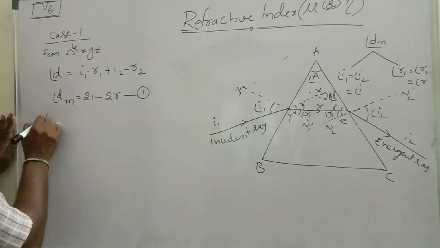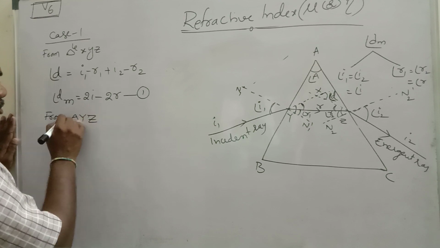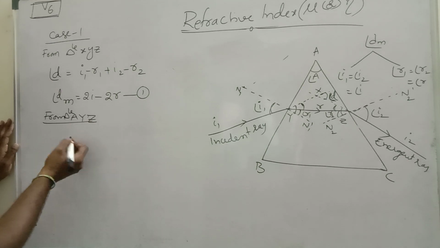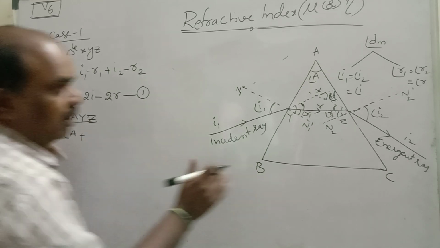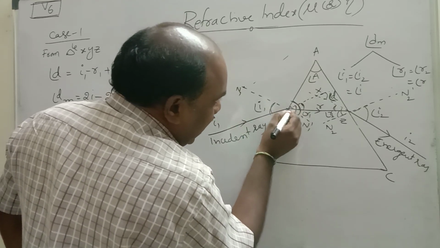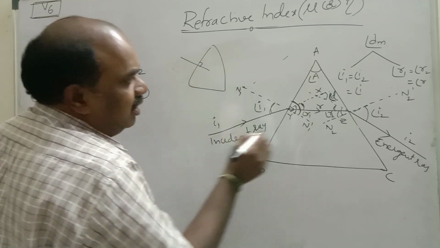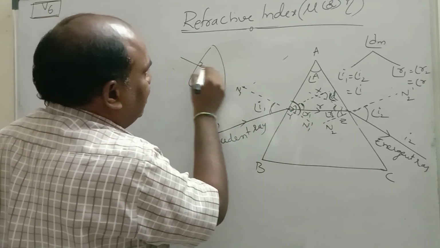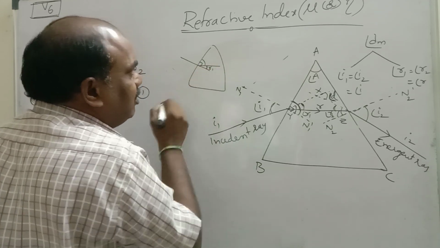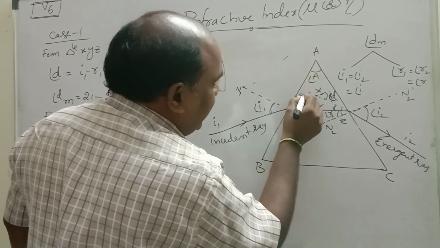Now I am taking another triangle from the big triangle, triangle AYZ. In a triangle, the sum of angles is equal to 180. Angle A plus, now tell me, what is this total angle? It is the normal, which means 90 degrees. This is a prism, and the normal means this angle is 90. I want only up to here, so I have to subtract R1 from 90. This angle is 90 minus R1.